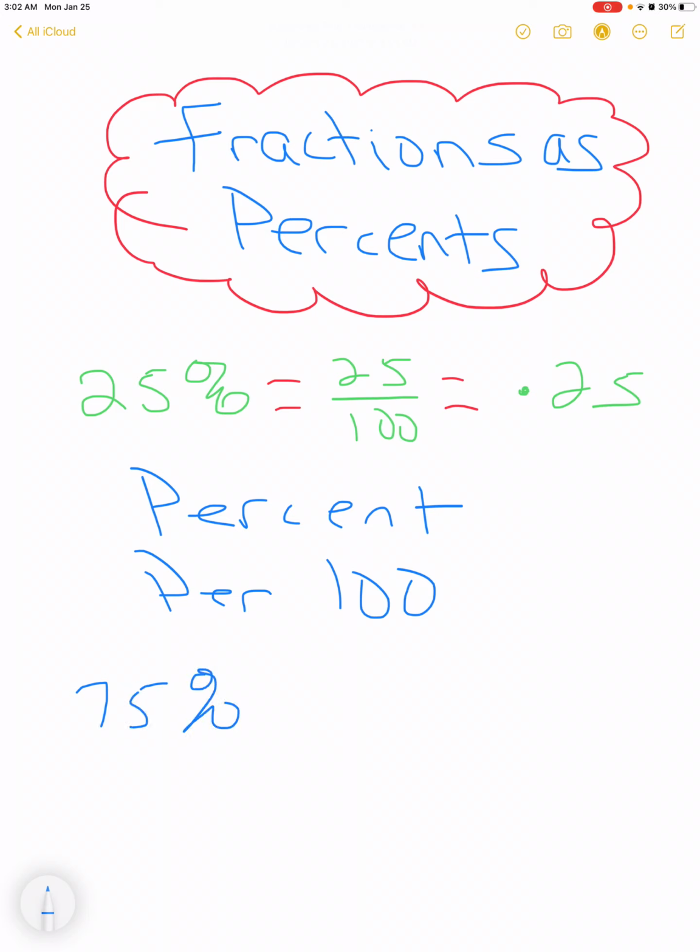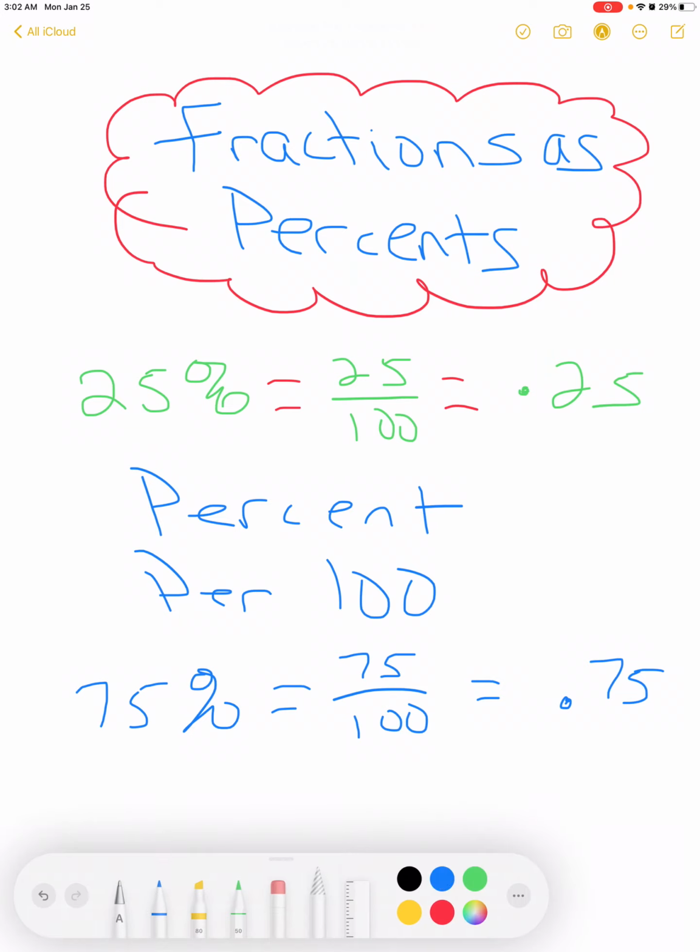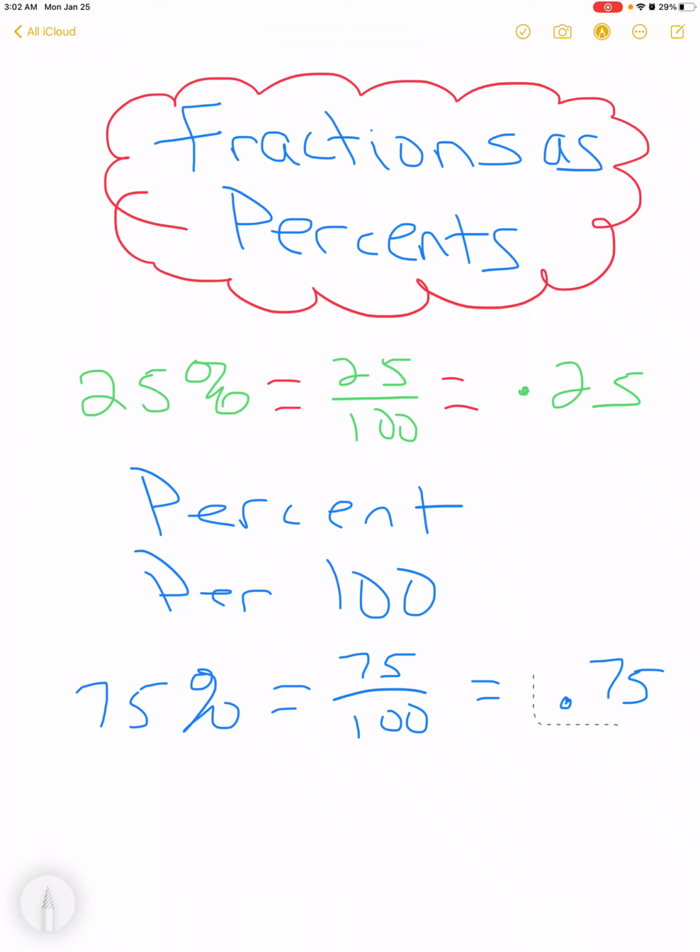75% is the exact same value as 75 over 100, which is also the exact same value as decimal 0.75. And if you're in my class, how do you say decimal 0.75 in math language? It ends in the hundredths place, so this is 75 hundredths, or 75 over 100. And 75% is also 75 hundredths, or 75 out of 100.